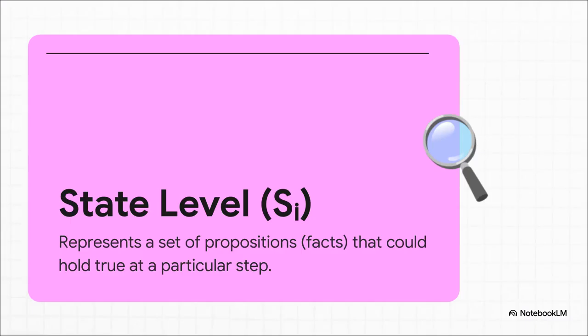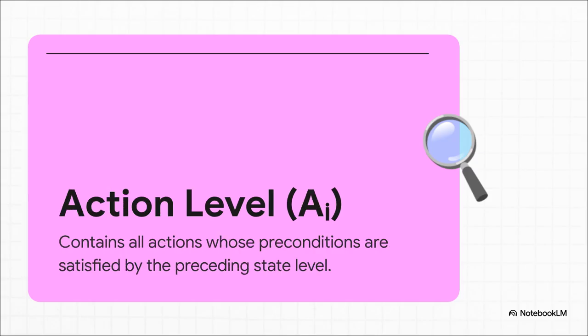So, a planning graph is built in these alternating layers. The first kind of layer is called a state level. Now, this isn't just what's happening right now. It's a big list of every single fact that could possibly be true at this point in time. Think of it like a snapshot of all the what-ifs. And the second type of layer, that's the action level. This contains every single action the AI could take, but, and this is the important part, only if its specific requirements are met by the facts in that state level that came right before it.